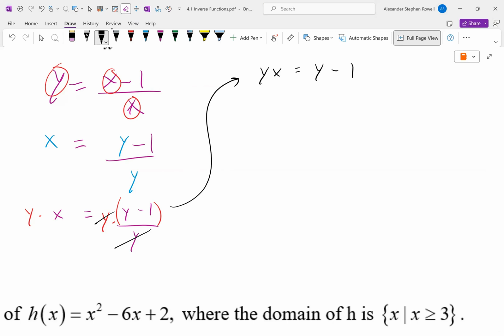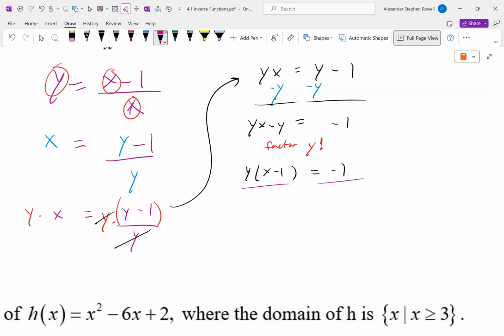Okay, there's a trick that you've probably seen before. I'm going to get the y's on the same side. So what's yx minus y? To get y by itself, we now want to factor the y. If there's more than one term with y in it, then you factor it. Y times what is equal to -1? X minus 1. And how do you get y by itself? Divide by x minus 1. Y is equal to -1 over x minus 1. So this is the inverse of function f.